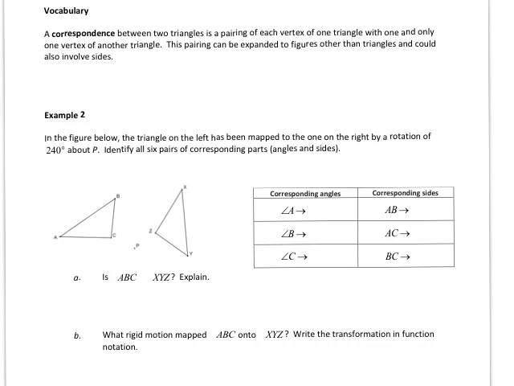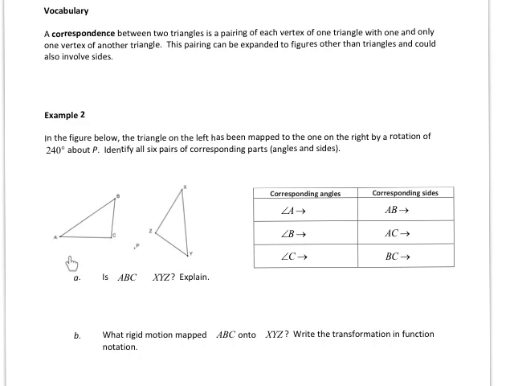So look at example 2. In the figure below, the triangle on the left has been mapped to the one on the right by a rotation of 240 degrees about point P. Identify all 6 pairs of corresponding parts, angles and sides. Alright, so I have a little table here, and we have to decide, what is angle A going to correspond to over here? And here you have to follow the image.